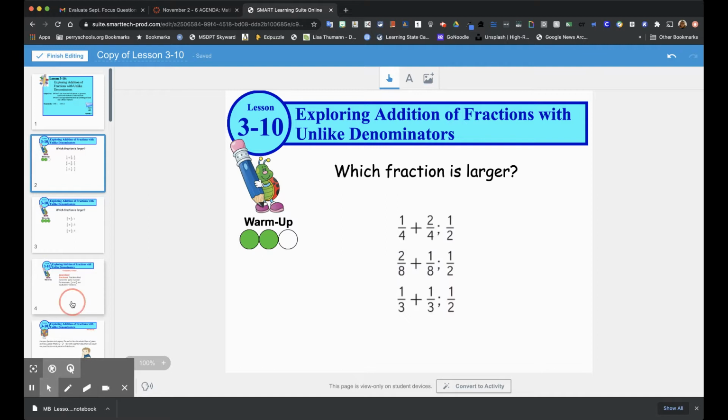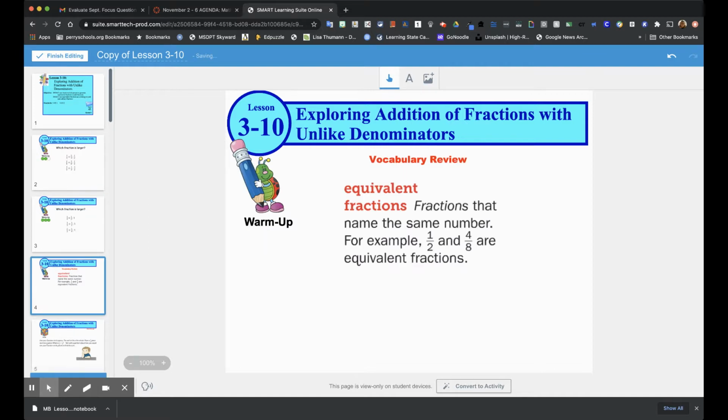We will move on to our vocab review here. The only phrase that we have is equivalent fractions, and we know that that is fractions that name the same number. An example would be 1/2 and 4/8.